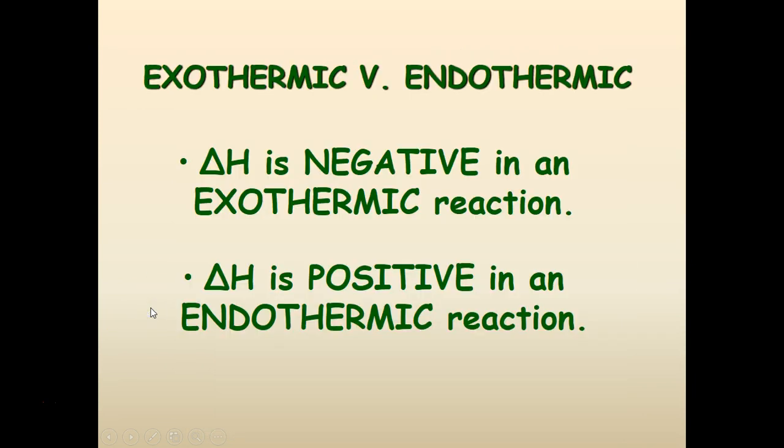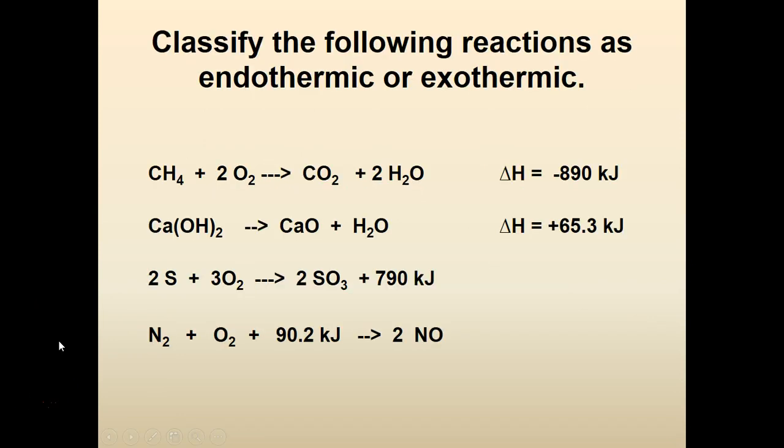So two things to remember. Delta H is always negative for an exothermic reaction, and delta H is always positive for an endothermic reaction. We're going to work a few examples here to be able to identify, just based on a chemical equation, whether something is endothermic or exothermic.